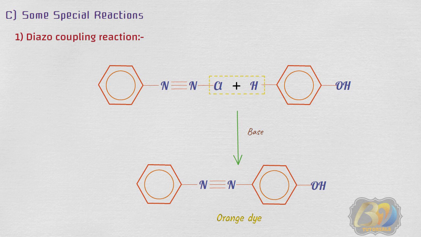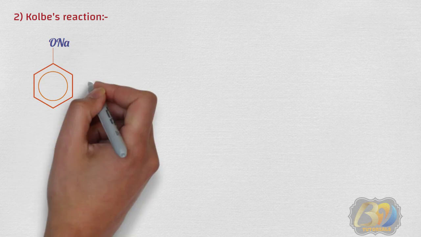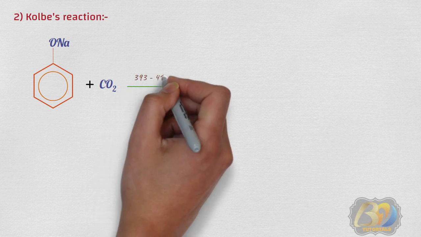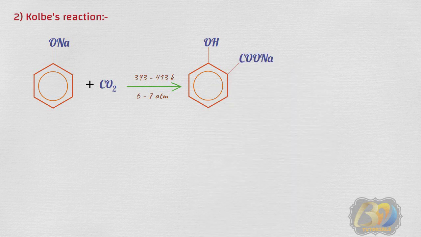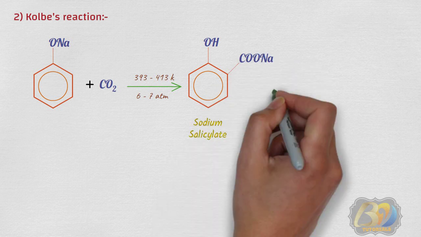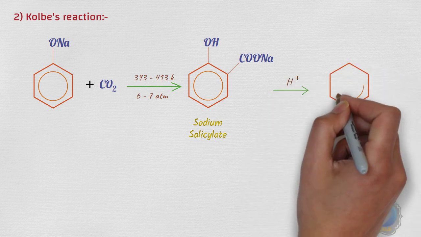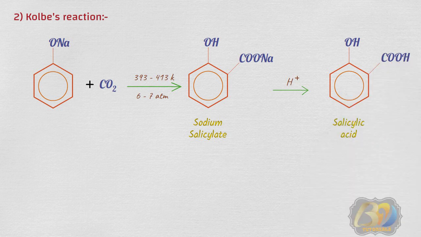The next reaction is Kolbe's reaction. In this reaction, the salt of phenol, that is sodium phenoxide, reacts with carbon dioxide at 393 to 473 Kelvin temperature and 6 to 7 atmospheric pressure to produce sodium salicylate. Then this sodium salicylate is treated with mineral acid to obtain salicylic acid.